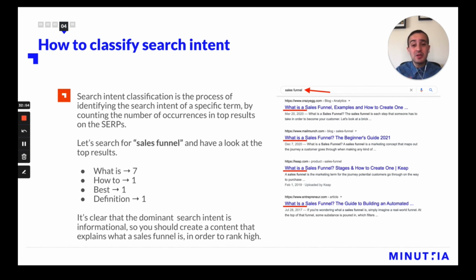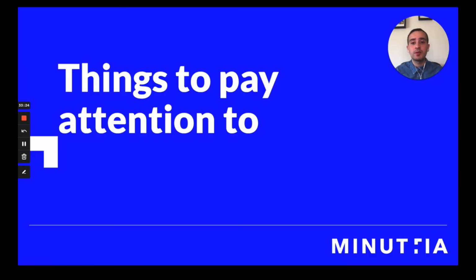It's something that you need to do every time when you're trying to develop the strategy for a new piece of content. In other words, when you are creating the content brief for a piece of content, you have to do search intent classification as a way to understand what Google expects to see on the SERPs and, as an extension, what people want to see based on the term that we are targeting. And with that, let's move on to the final section where we will discuss some things to pay attention to when it comes to search intent.